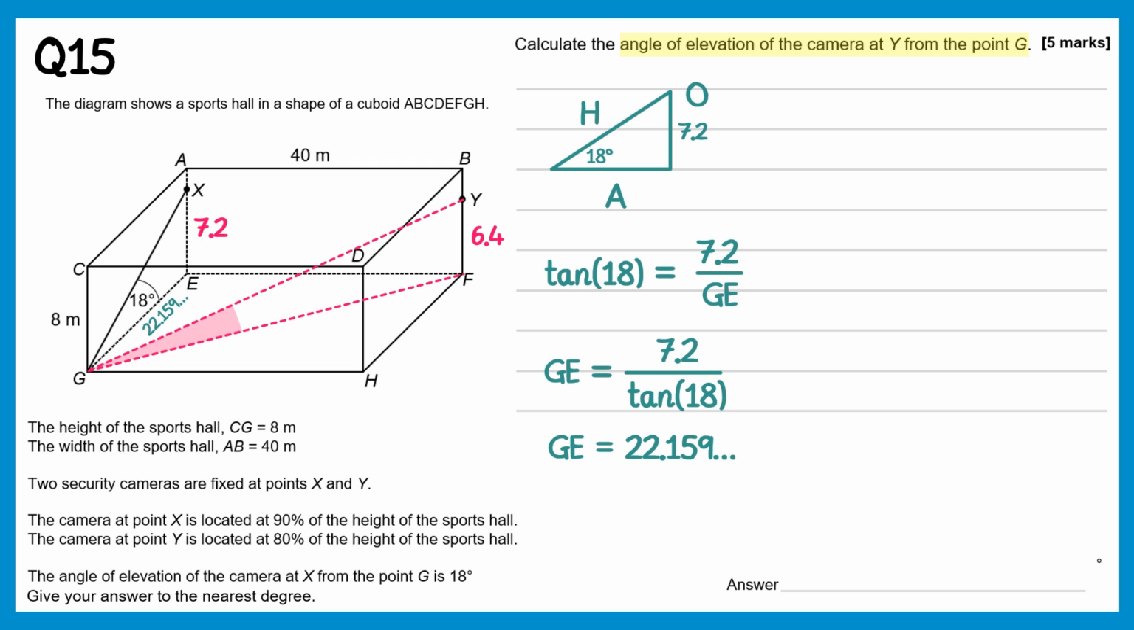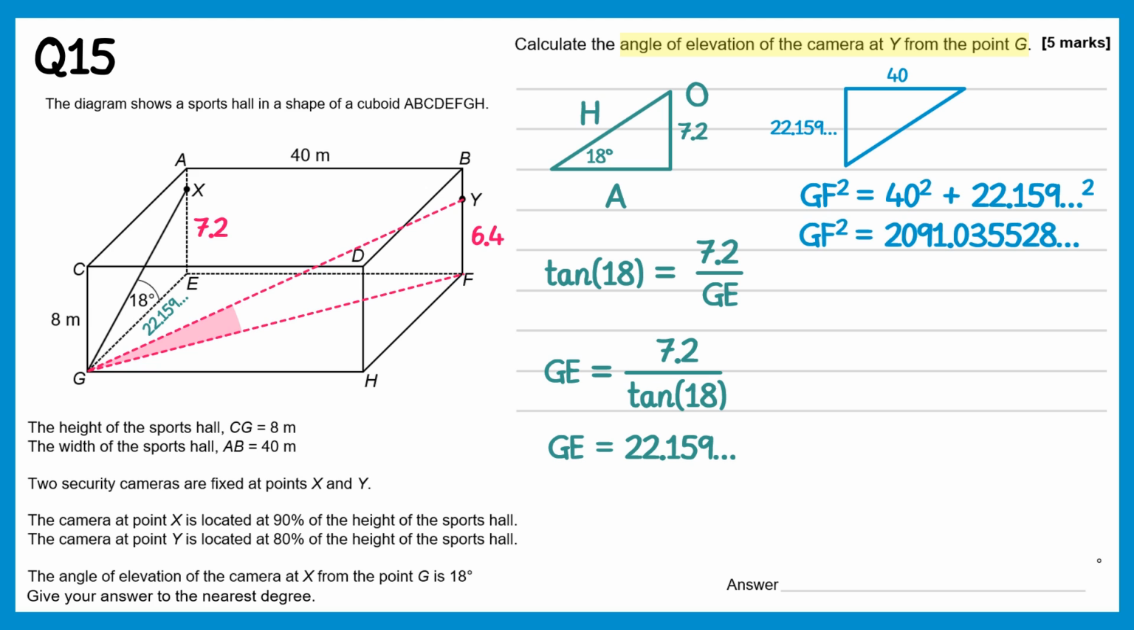Now we're going to look at the base of the sports hall, specifically at the triangle GEF. So if we draw out triangle GEF, it looks something like this. We know the length from G to E, we've just found that out, that's 22.159. And we also know the length from E to F because that's the same as A to B, which is the length of the sports hall at 40 meters. We can now use Pythagoras to work out the missing side on this triangle, which would be GF. So if we use Pythagoras, we do GF equals 40 squared plus 22.159 and so on squared. If we type the right hand side into your calculator, taking care to make sure you use the exact value for the 22.159 and so on, you get GF squared equals this.